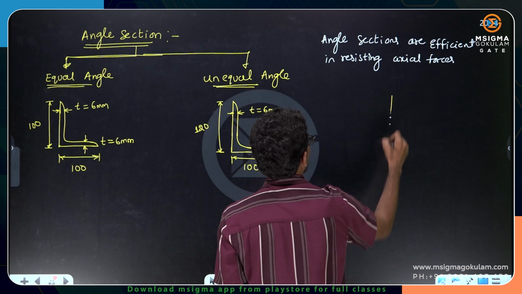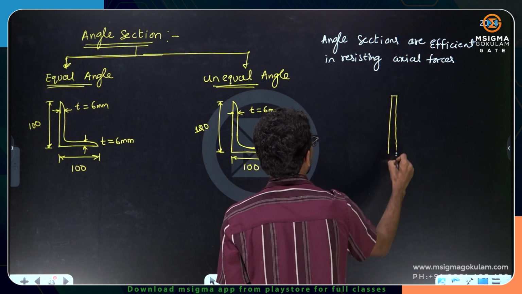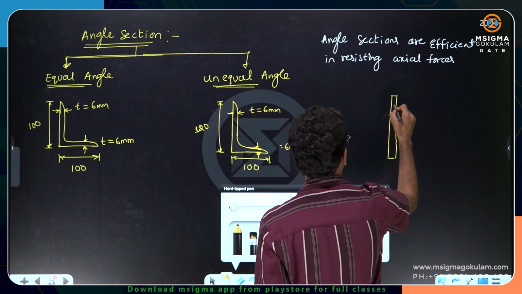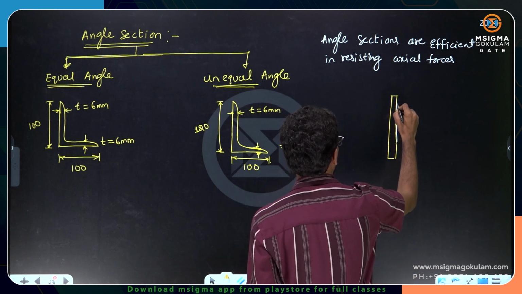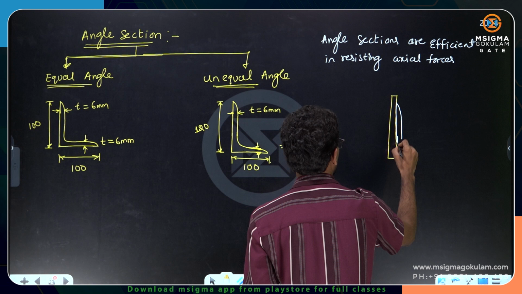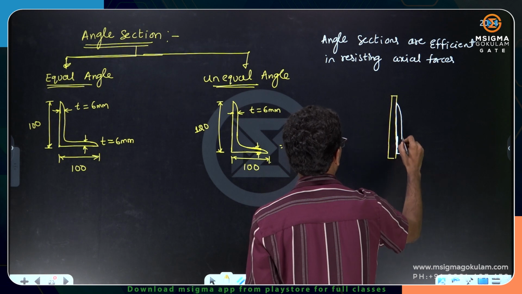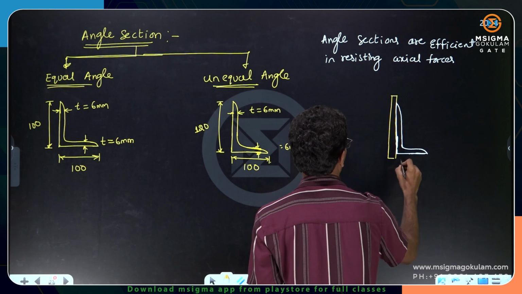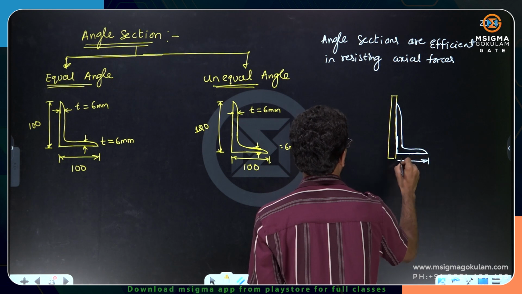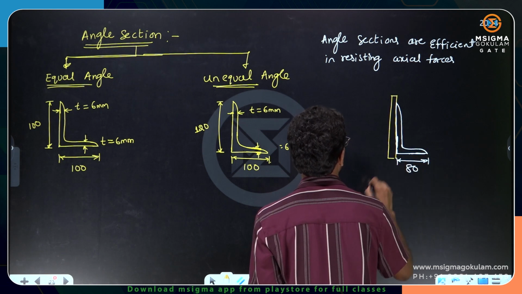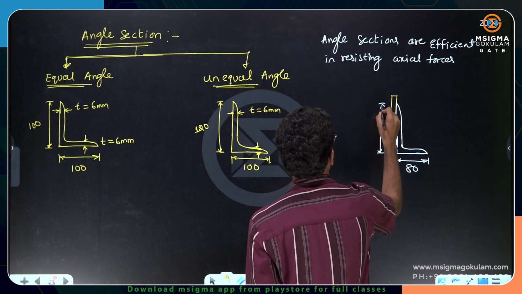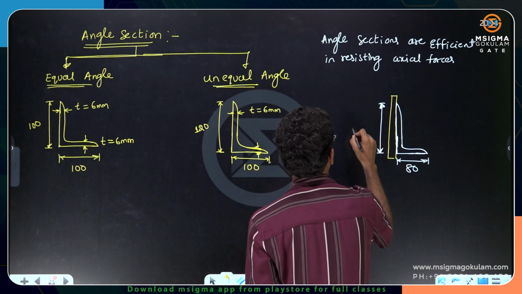So if I have, let's say, this is the gusset plate, and let's say this is the angle member. We have two things. One is the shorter leg, another one is the longer leg. This is the shorter leg. This is 80, let's say. Let's say this is 120.